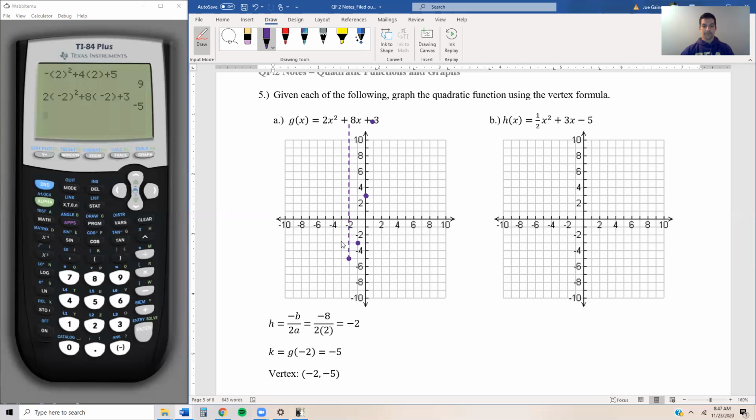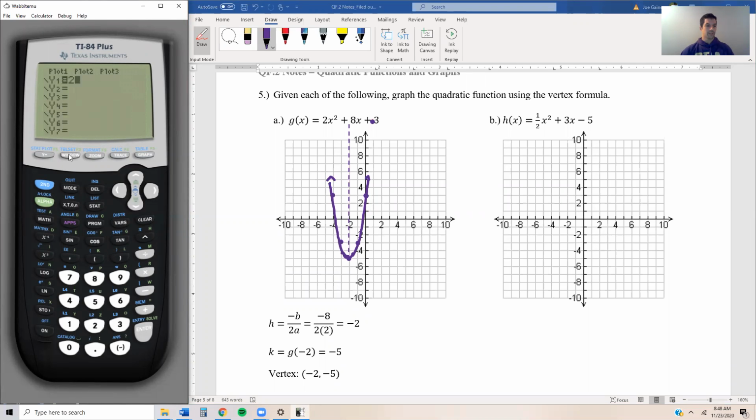Then I'd go ahead and reflect those points over the axis of symmetry. And now I'm ready to sketch in my curve. So we have a general sketch there of the parabola. Again, it should be a little bit more U-shaped than it is V-shaped. This one's not so bad. Again, you'll have your graphing calculator there to help you.